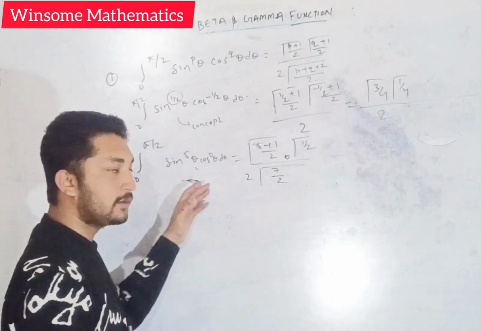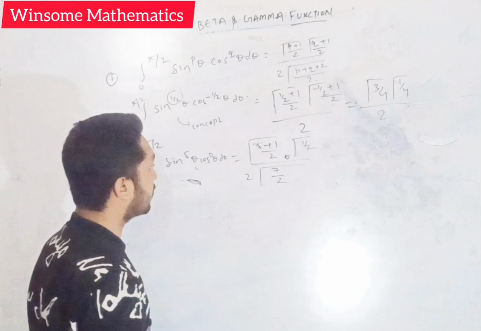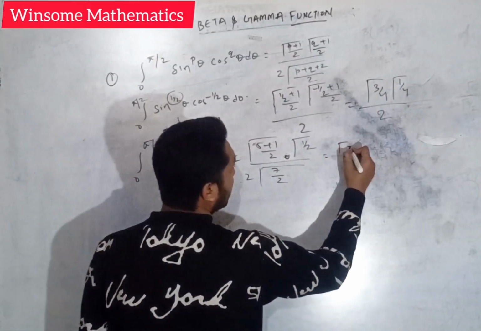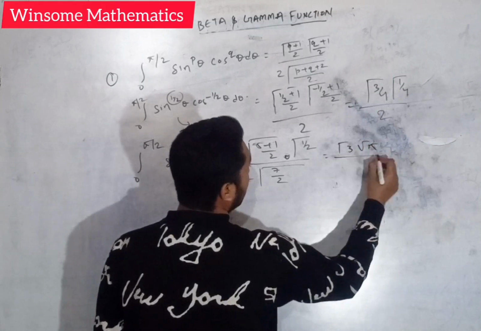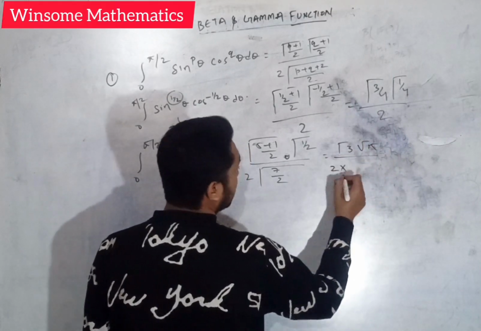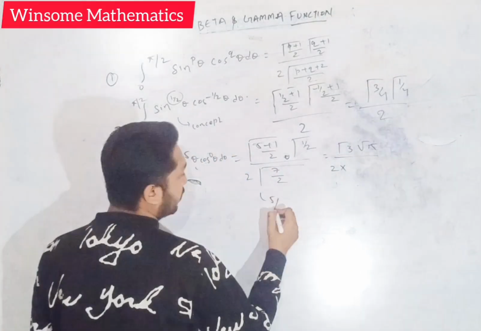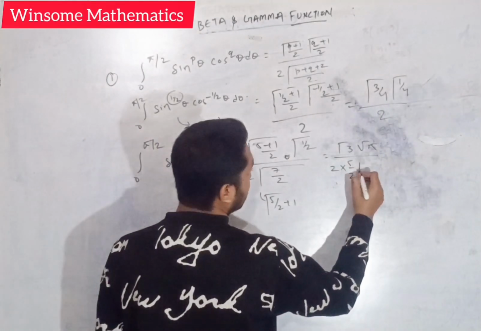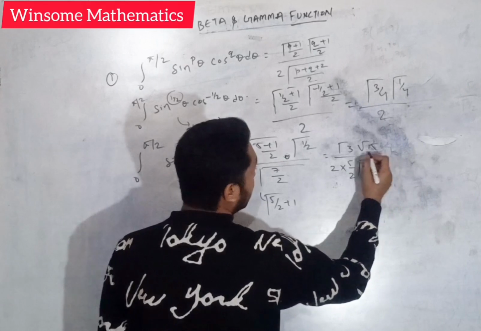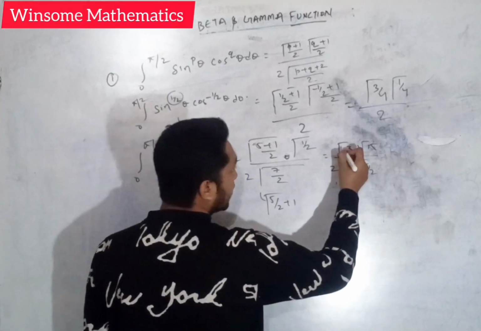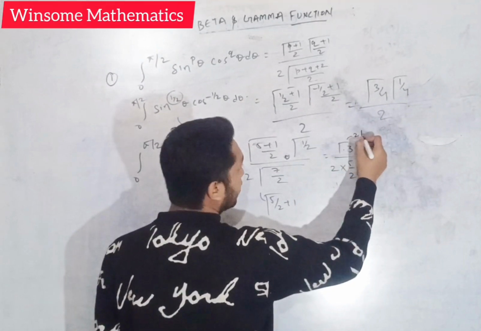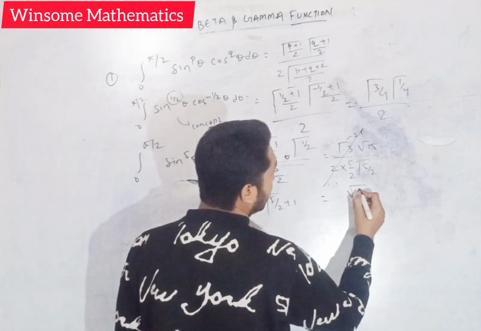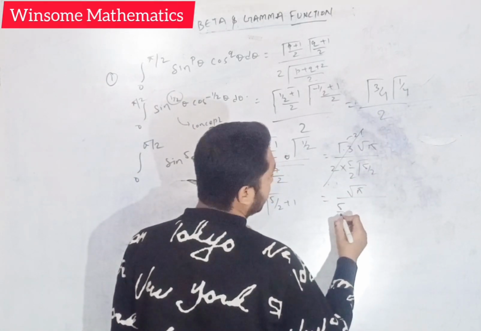Clear? So now you can also write it 5 plus 1, that is 6 by 2, that is gamma 3, and this is root pi, and this is 2 into what? How can you write it? 5 by 2 plus 1, so 5 by 2 gamma 5 by 2, and this is what? This is gamma 3, so this is 2 factorial. So 2 factorial is cancelled with 2, so what are we getting? Root pi upon 5 by 2.